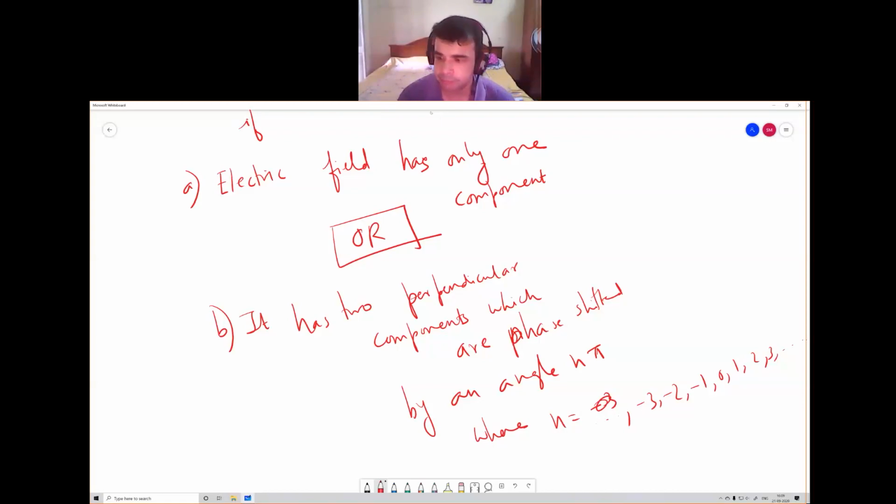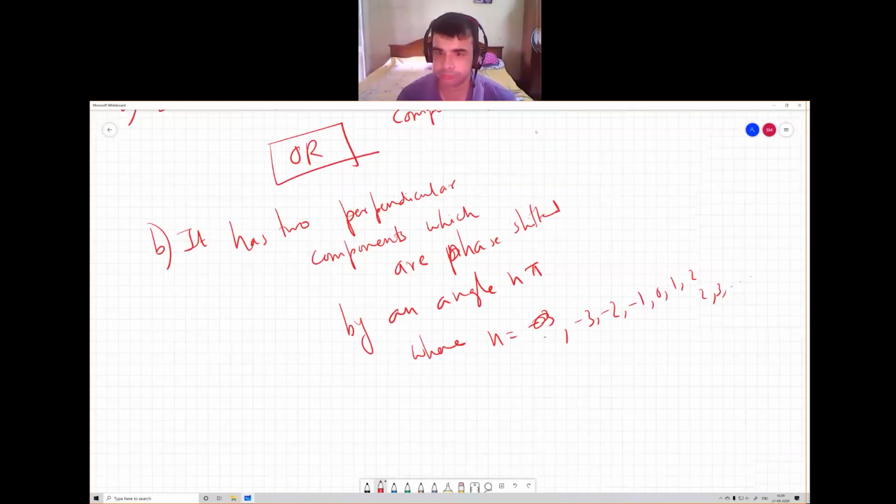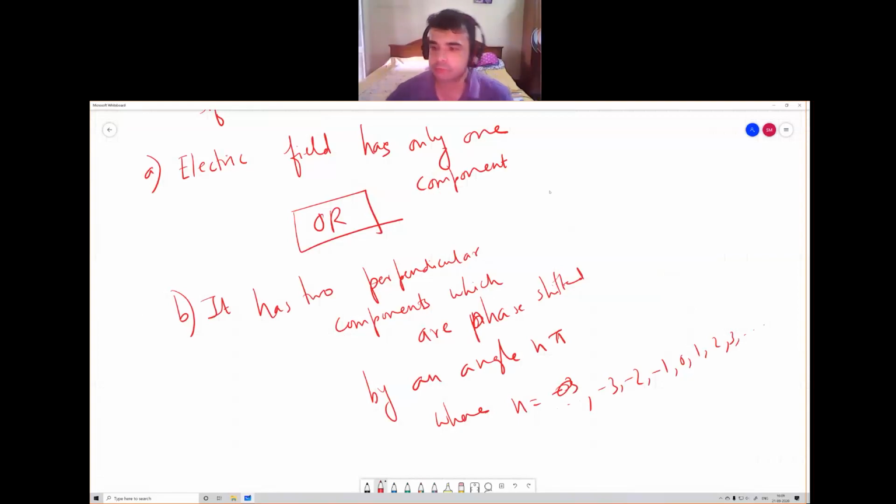So let us see this in a bit. So far is it okay? Any questions so far? Either the field will have one component or it can have two components, but they should have a specific phase difference, and that specific phase difference is an integer multiple of pi. If either one of these conditions holds, it is linear. Is it okay? Now why is it linear?